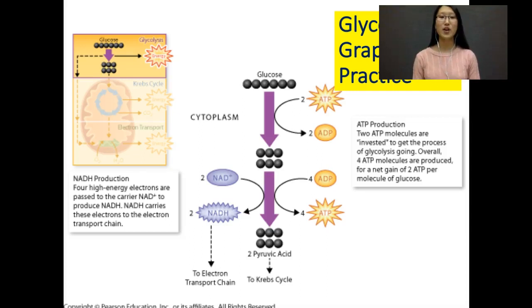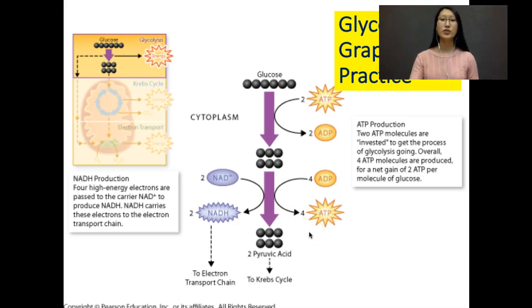Hello everyone, in this video we're going to talk about the specifics of cell respiration. The first step of cell respiration is called glycolysis. We've seen this picture right here before, where a glucose with 6 carbons is broken into 2 pyruvates, and each pyruvate has 3 carbons. During this process, we are producing some energy in the form of ATP.